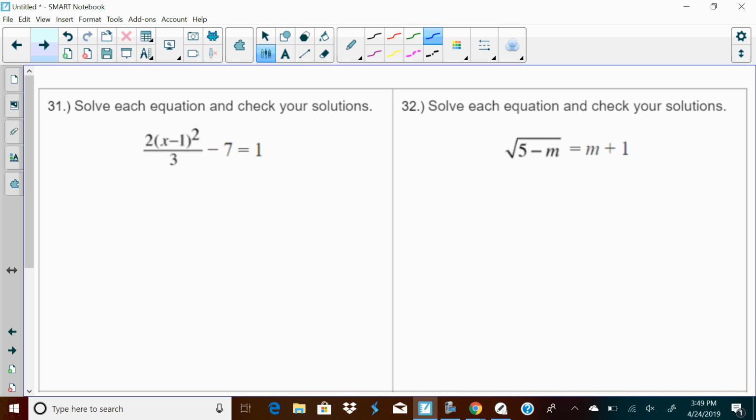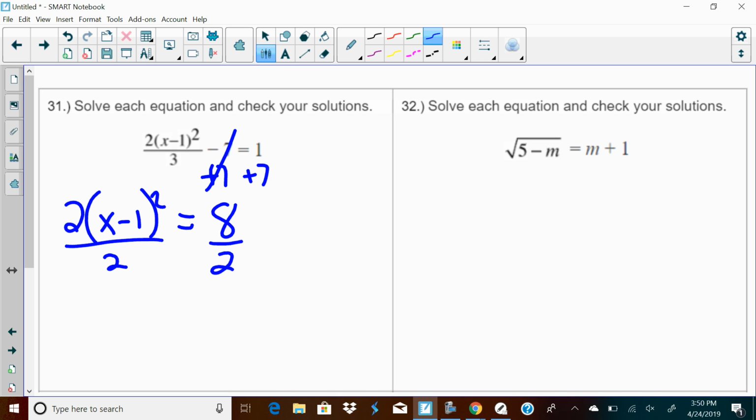Problem number 31, solve and check my solutions. For problem 31, the first one, I'm going to add 7 to both sides. So I end up with 2 times (x minus 1) squared equals 8. Divide both sides by 2. So I get (x minus 1) squared equals 4. Square root both sides.